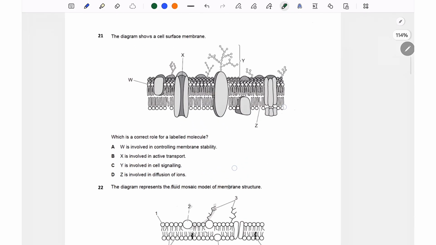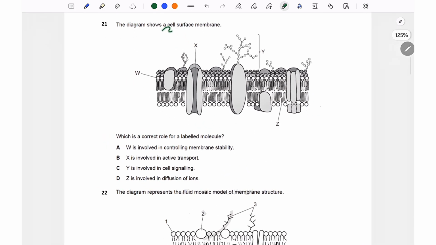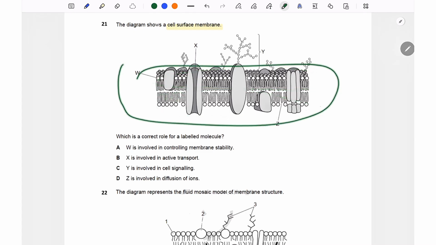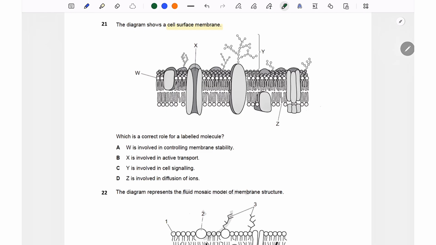Okay, let's label these structures. It shows a cell surface membrane. So cell surface membrane, you can see this is a phospholipid bilayer and another one, so it forms a phospholipid bilayer, that is the cell surface membrane. So what is Y? Y is the glycoprotein or glycolipid. This is for cell signaling and cell to cell recognition.